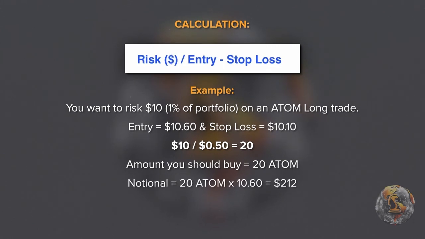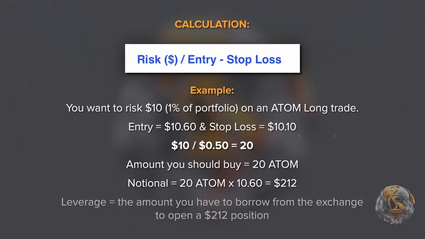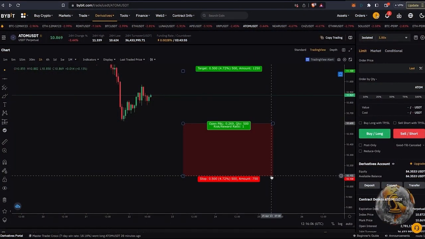So we have 20 Atom, we multiply it by the price at entry, which is 10.60, which gives us $212. So now, finally, we can calculate the leverage. The leverage is simply the amount you have to borrow from the exchange to open a $212 position. Let's go onto the exchange and look at an example to make it more clear for you.